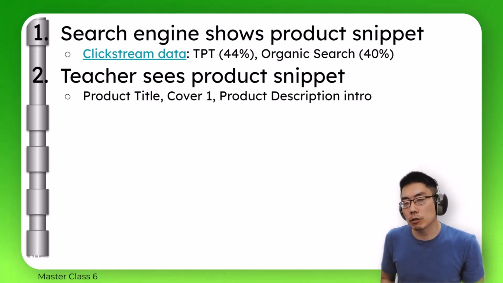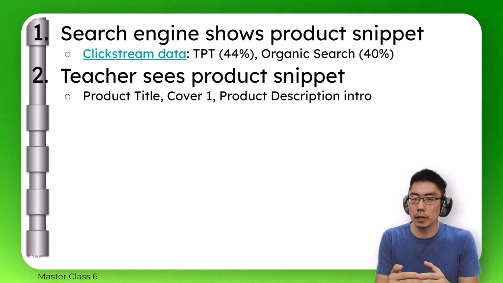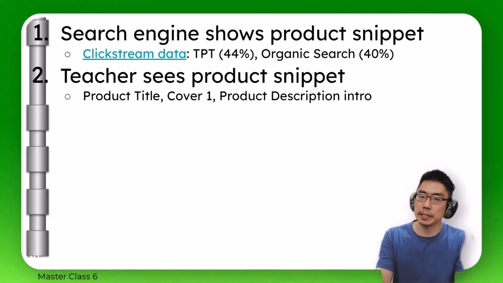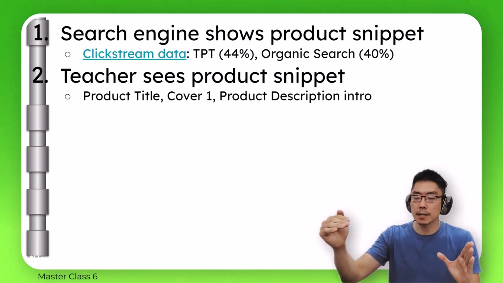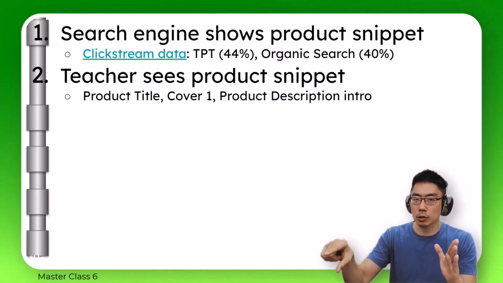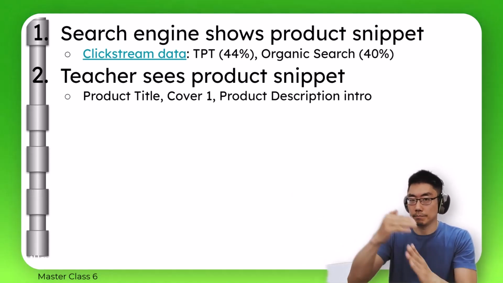Now that product description intro on TPT is hard-coded to be the first however many lines, and the number of words you actually see on the screen changes depending on your font size. But if you inspect the code, there's a certain paragraph that's not showing up, and that's what's being shown on your browser.